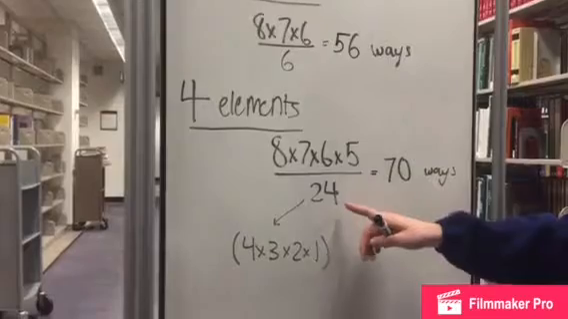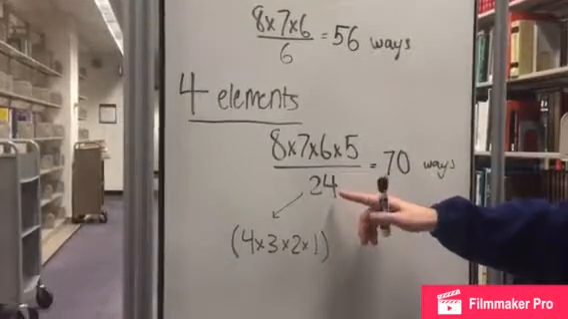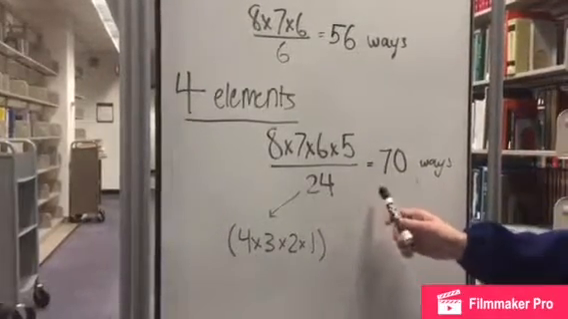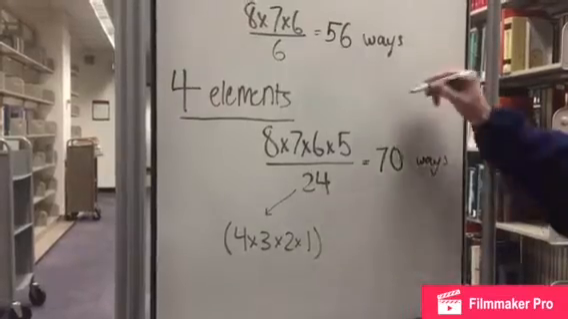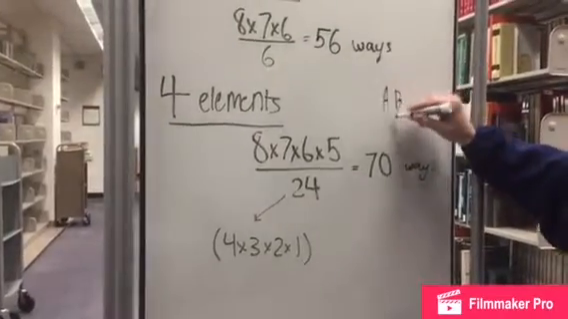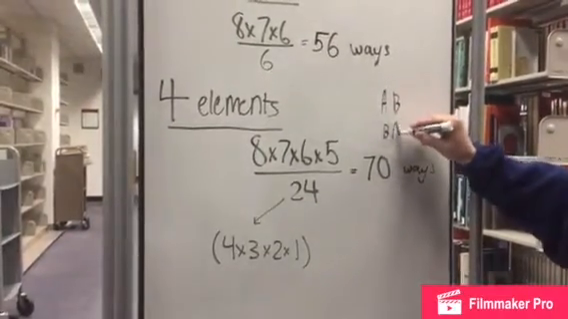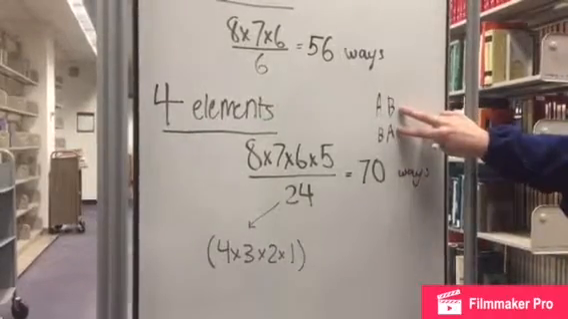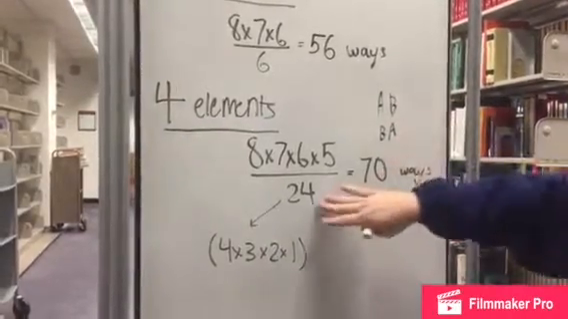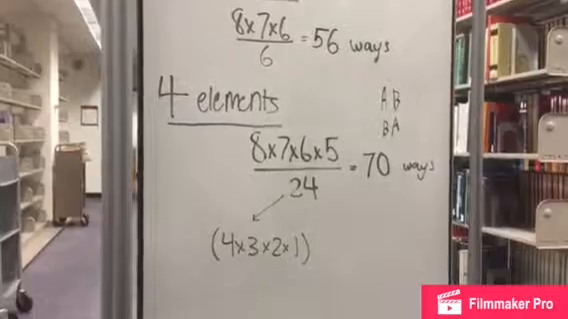And we have to divide it by this number because order does not matter. So if you have A and B, and then B and A, these don't count as 2 separate ones, these are the same. That's why I had to divide it by that number at the bottom there.